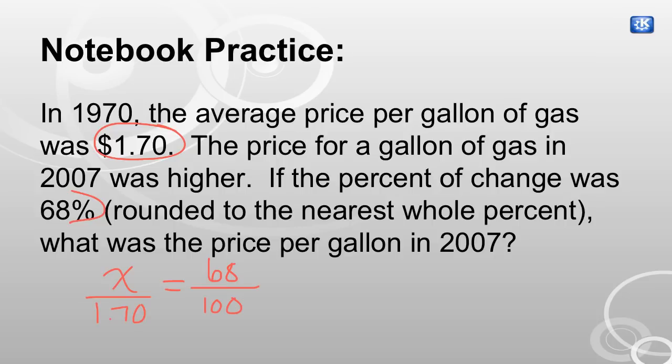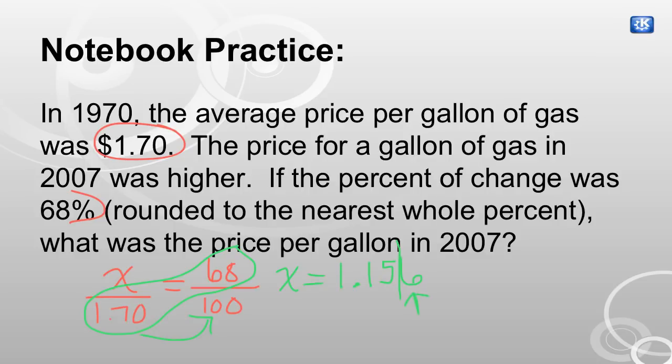So I would pick up my calculator. I would multiply $1.70 times 68. So go ahead and do that, please. And then, of course, divide by 100. And so your x is going to come out 1.156. And that is not going to work with our money system. We can only have 2 decimal places, not 3. I'm going to put a cut line right here, and I'm going to look at this number.